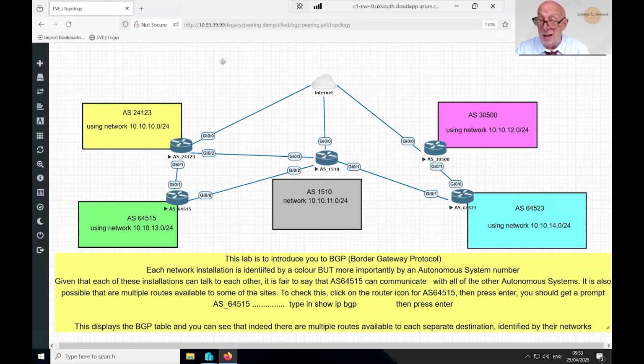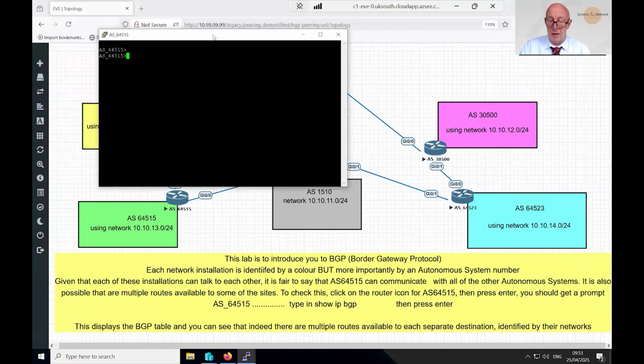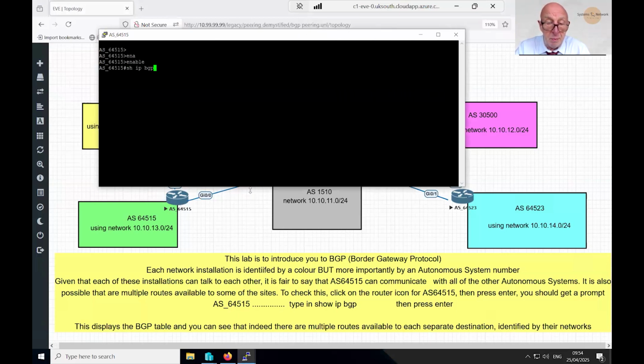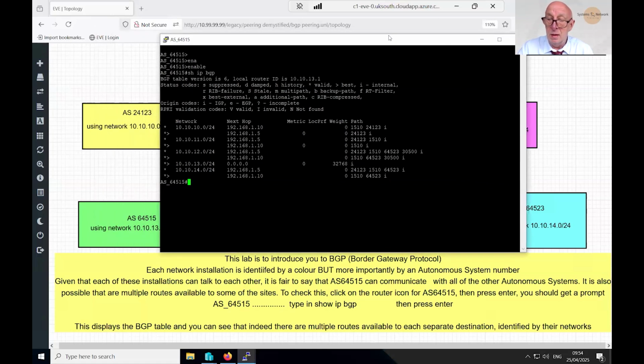So if we now have a look at one of these routers, I'll pick on AS64515. If I just click on there, we should get that, okay? This is where we got to last time. I will type in show IP BGP. I want to look at the BGP table. You will see why. So I'll just make this a bit bigger. Show IP BGP, press enter. This is what we should have got last time. You can see here that this is why you need to know BGP. There's a lot of information here, which is quite interesting, really.